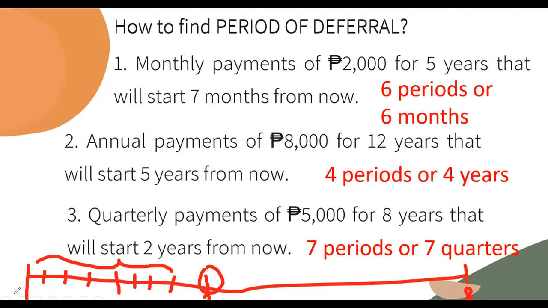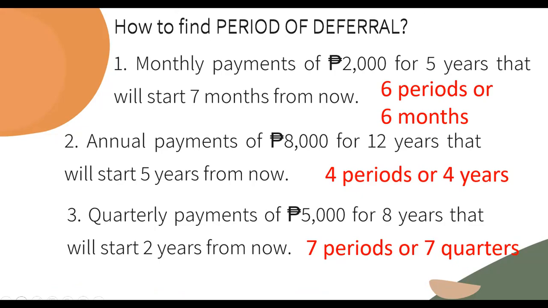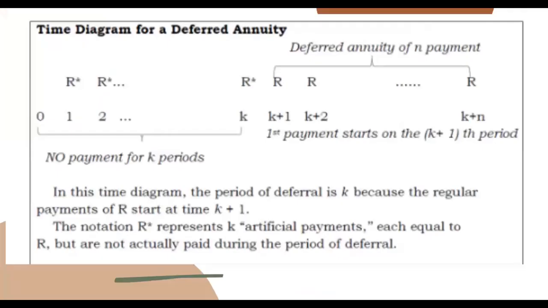Nandito pa lang tayo sa week 2. Okay, tignan natin yung kasunod. Yan. So, kung makikita ninyo, ito po yung time diagram natin for the period of deferral. So, ito yung wala kayong payments na gagawin. Then, this will be K plus 1, K plus 2, up to K plus N. So, yung period ninyo until that.